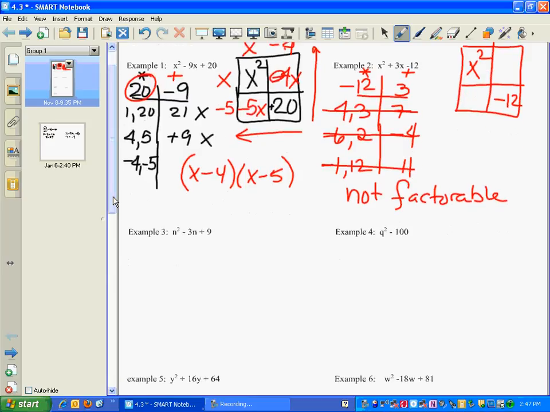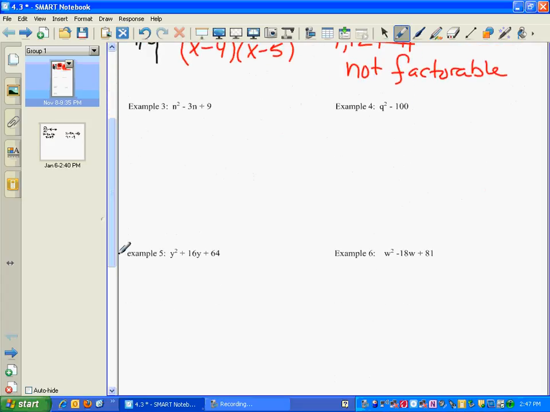What would you have used in this case? Do you remember from last year what you would have used to come up? The quadratic formula. Do you remember the quadratic formula from last year? You can. Perfect. Okay. There you go.